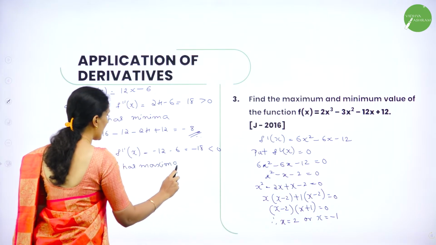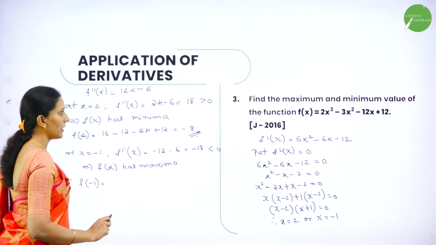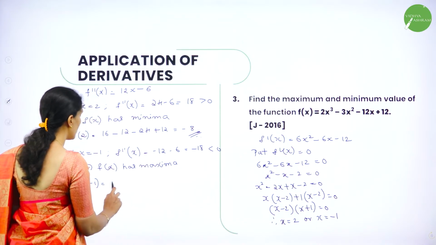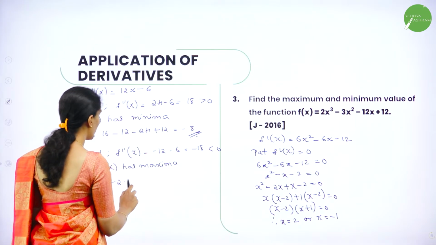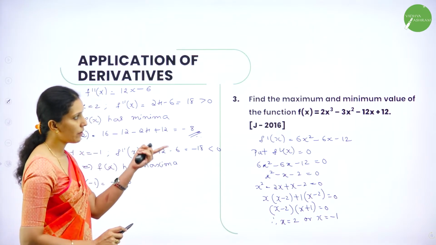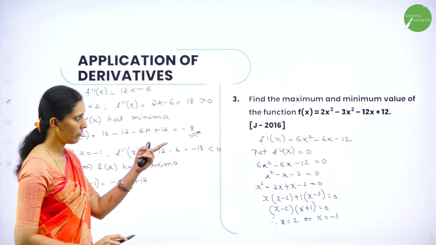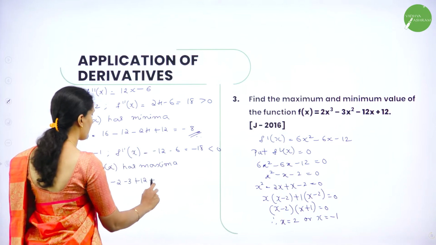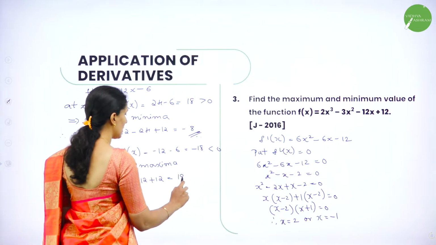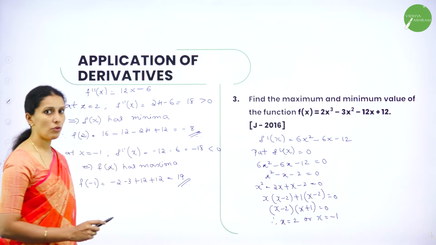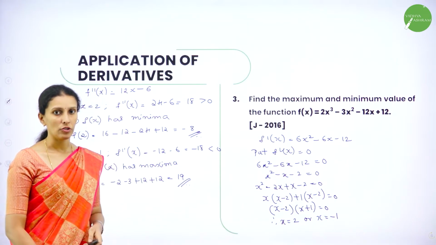So if f of x has maxima, so therefore f of minus 1 will be equal to 2x cube, that is minus 2. Next we have 3x square, which becomes minus 3. Next we have 12 into minus 1, so we have plus 12, and the last one we have again plus 12. 24 minus 5 is 19. So this is the maximum value of the given function, and minus 8 is the minimum value of the function.